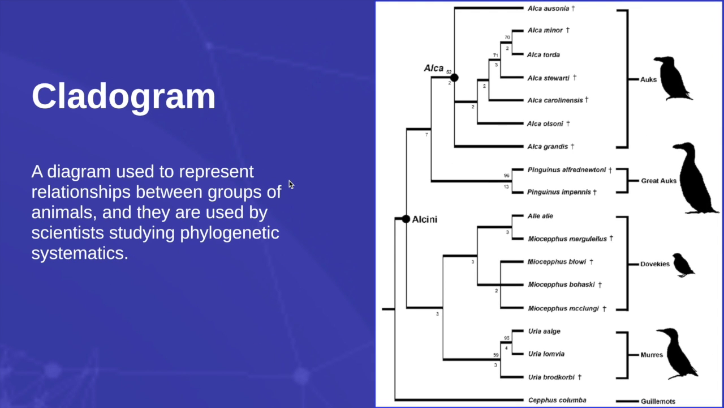Then I looked at a cladogram. A cladogram is used to represent relationships between groups of animals, and they're used by scientists studying phylogenetic systematics. So over here is the Alca torda, which is the razorbill, and over here is the Pinguinus impennis, which is the great auk. And the Alca torda is the closest living relative to the Pinguinus impennis. And unfortunately, a lot of these species are extinct right now, which is why it is important to bring back the great auks.